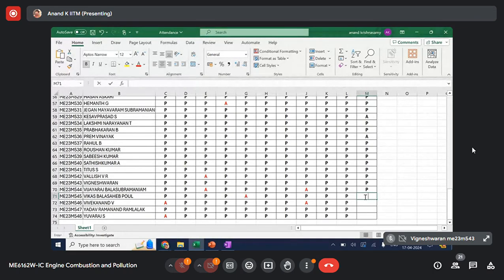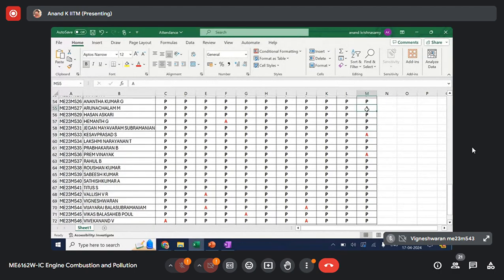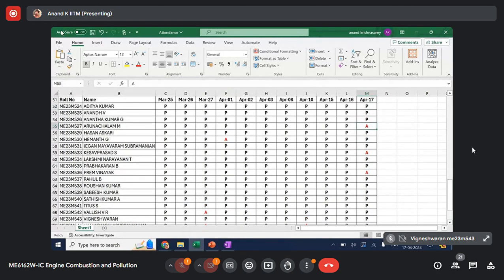Present, sir. Vivekanand, present, sir. Yadav, yes, sir. Yuvraj, present, sir. Okay, today absentees are Prem Vinayak, Kesav Prasad, Arunachalam. So there are 3 absentees today.